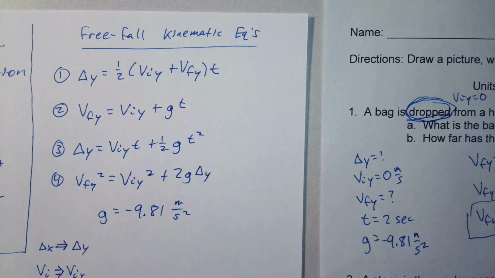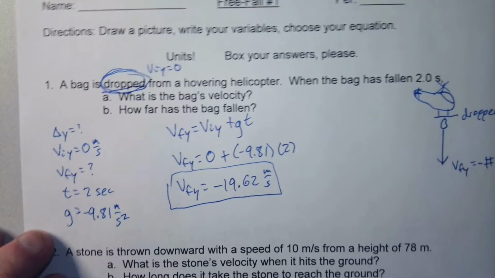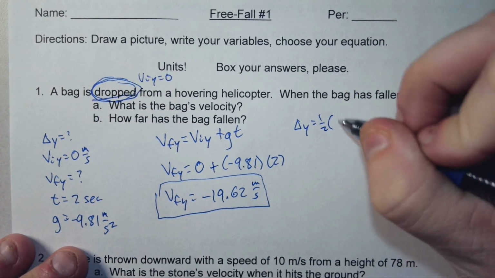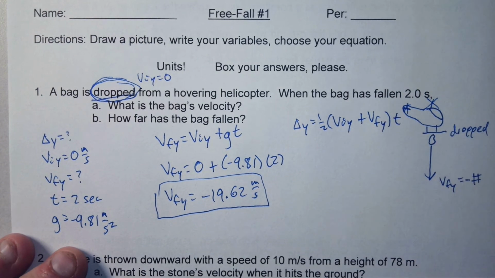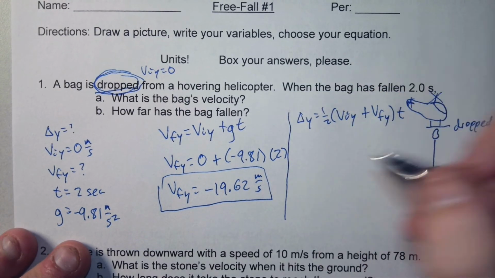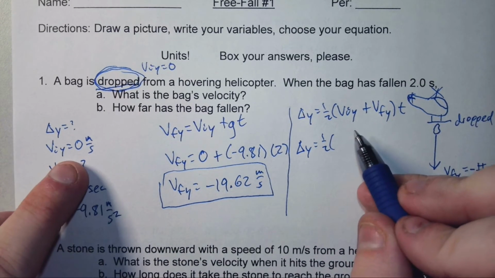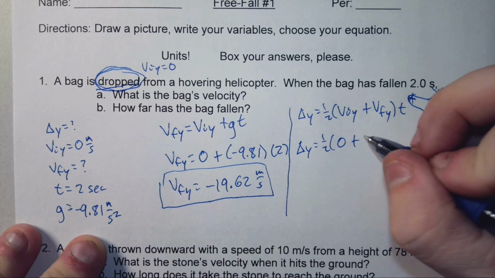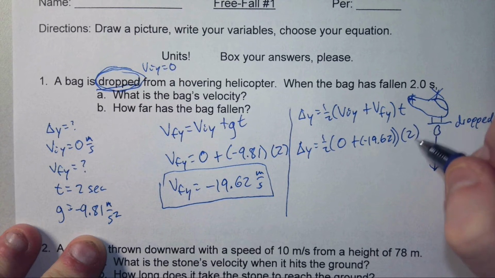So it doesn't matter which one you use. We already had a lesson where that was the case. I think most people will choose to pick the first equation, and that's the one I'm going to go ahead and use here. So delta y equals 1/2 times (VIY plus VFY) times t. Try to separate that there. Delta y equals 1/2 times the quantity 0 plus negative 19.62, and that's all happening in 2 seconds.